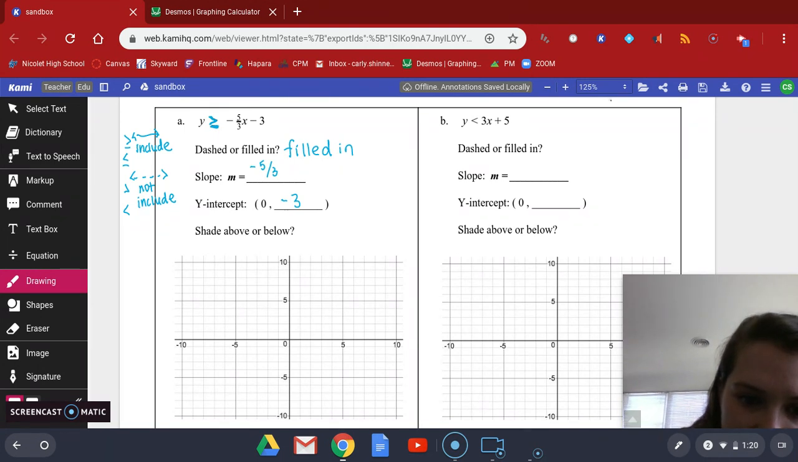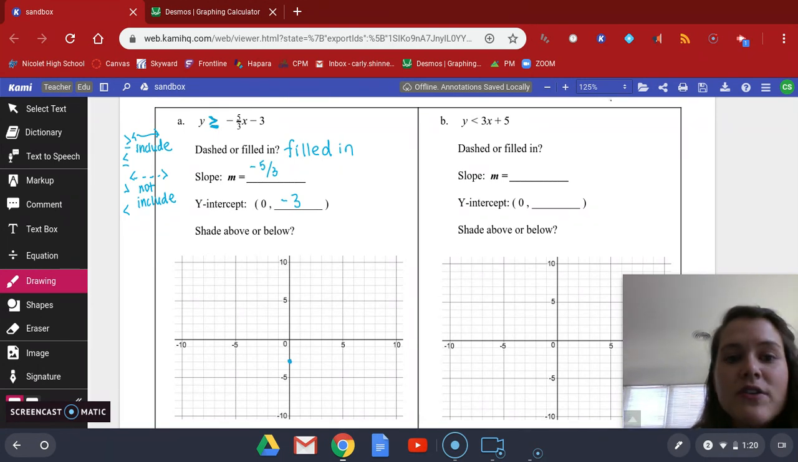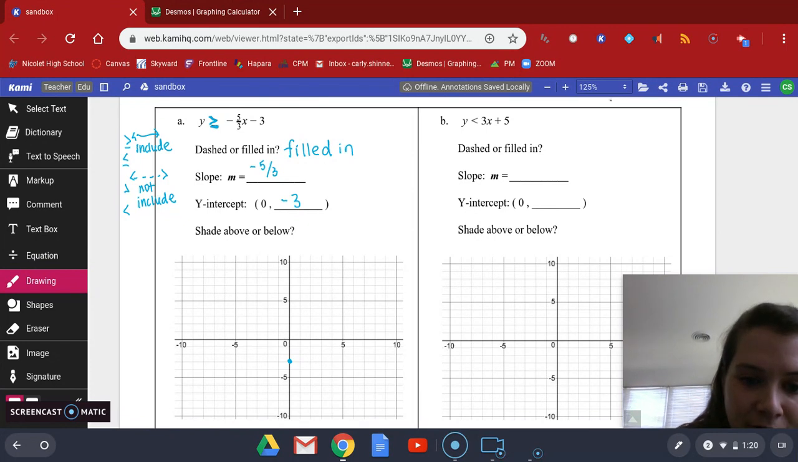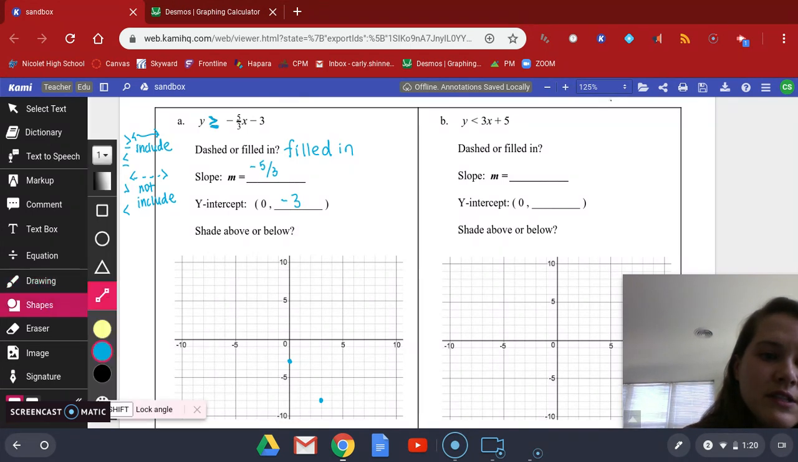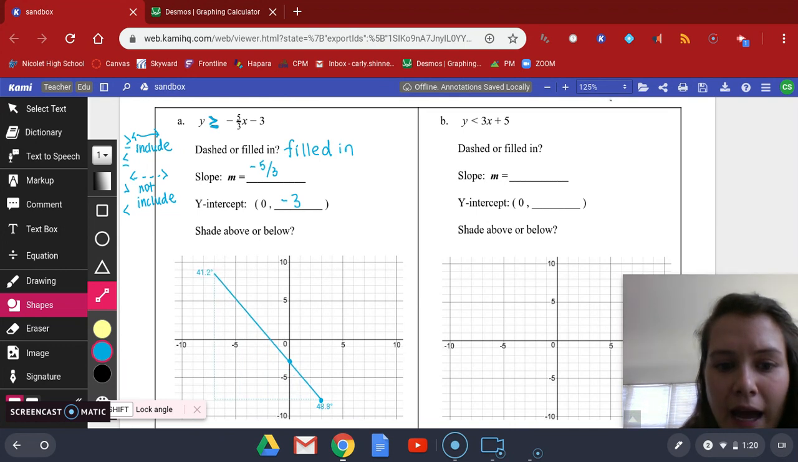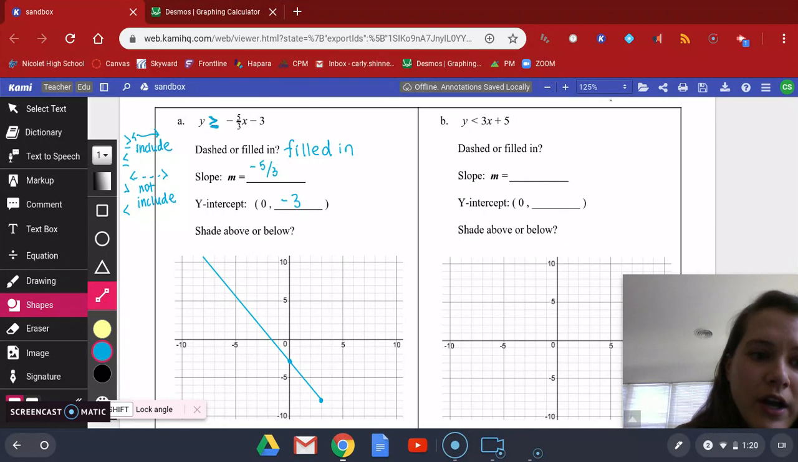I'm going to go down to negative 3 for my y-intercept. My slope is negative 5/3, so I'm going to go down 5 and over to the right 3. 1, 2, 3, 4, 5, over 1, 2, 3. Those are my 2 points. Now I'm going to use this line tool to build my line nicely.